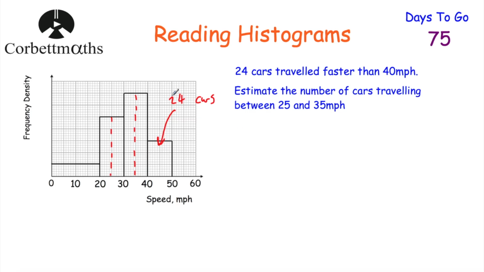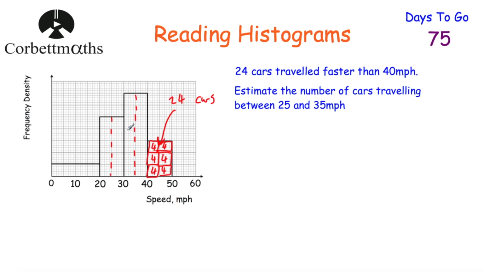Okay, so in terms of this, one approach you could do is, well, there's 24 cars traveling more than 40 miles per hour. So we know that this bar represents 24 cars. And if we look at these blocks here, we've got 1, 2, 3, 4, 5, 6 blocks. That means if we share the 24 cars out equally between these 6 blocks, each block would be worth 4. 4, 4, 4, 4, 4, 4. And 6 times 4 is equal to 24. So that means each block is worth 4.